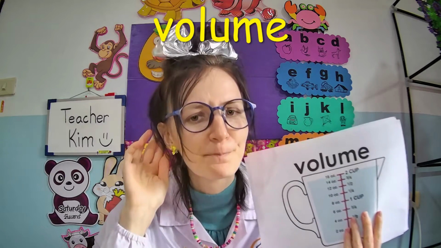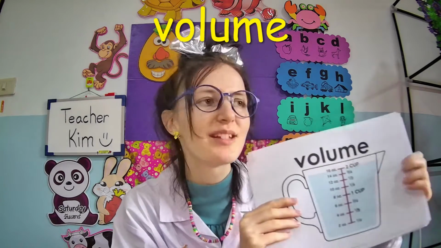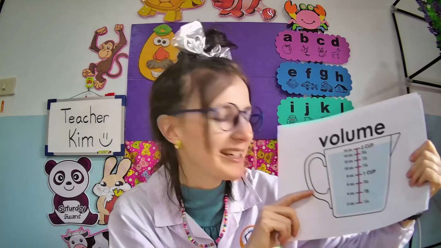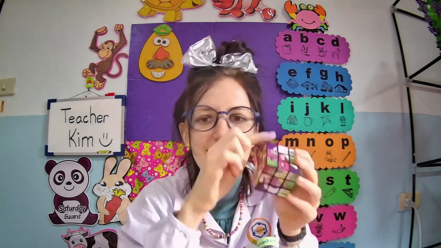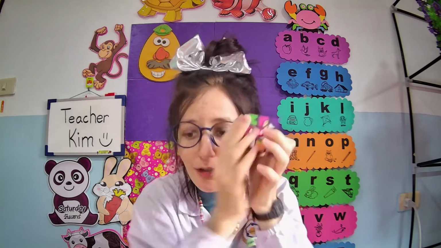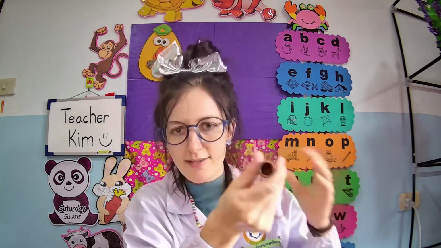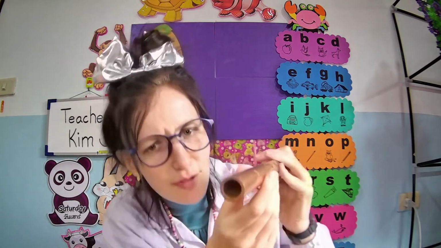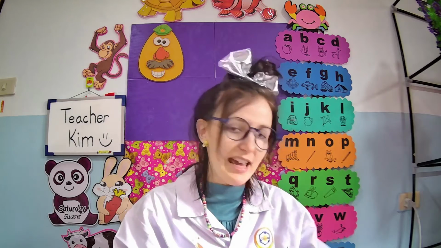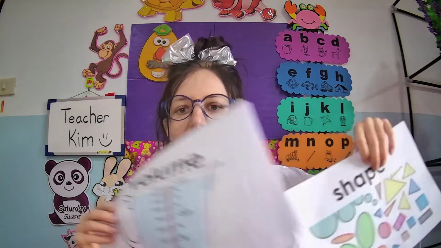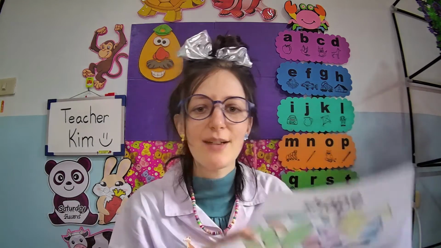Volume. Now remember, the volume is the amount of space that something takes up. So the amount of space that is inside the cube is the volume. The amount of space inside the flute is also the volume of the flute. So solids have a shape and they have volume, and the shape and the volume do not change.